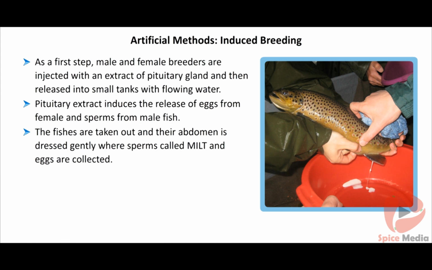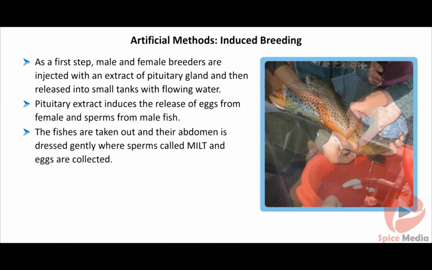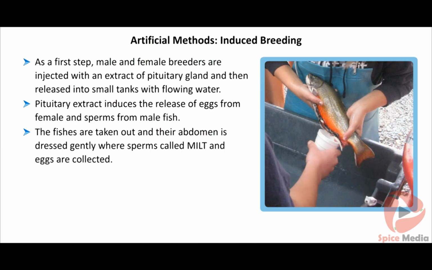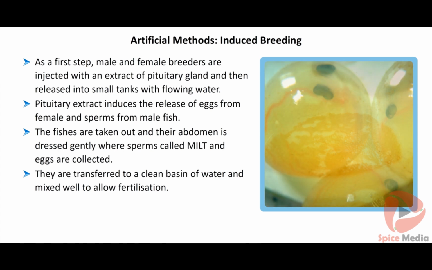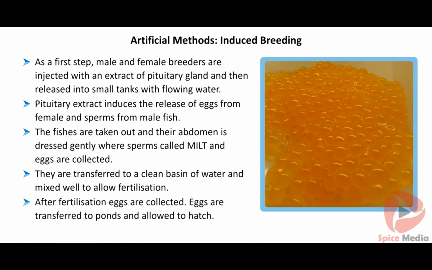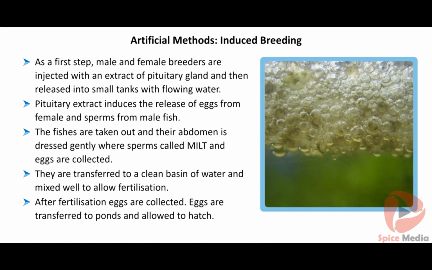The fishes are taken out and their abdomen is dressed gently, where sperms called milt and eggs are collected. They are transferred to a clean basin of water and mixed well to allow fertilization. After fertilization, eggs are collected. Eggs are transferred to ponds and allowed to hatch.